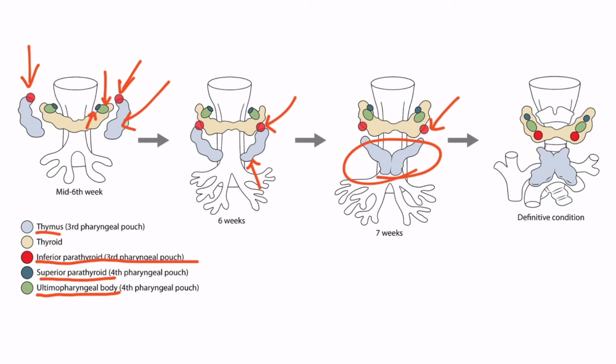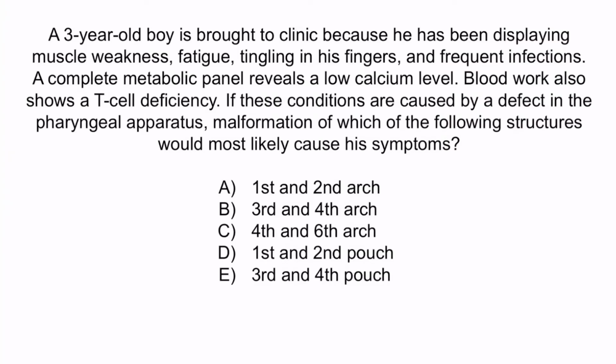All right, now that we've covered all the information about the pharyngeal clefts and pouches, let's review with a question. A 3-year-old boy is brought to the clinic because he has been displaying muscle weakness, fatigue, tingling in his fingers, and frequent infections. A complete metabolic panel reveals a low calcium level. Blood work also shows a T-cell deficiency. If these conditions are caused by a defect in the pharyngeal apparatus, malformation of which of the following structures would most likely cause his symptoms? A, first and second arch, B, third and fourth arch, C, fourth and sixth arch, D, first and second pouch, or E, third and fourth pouch.